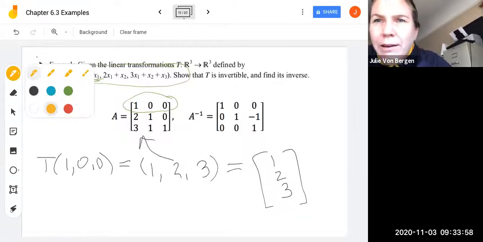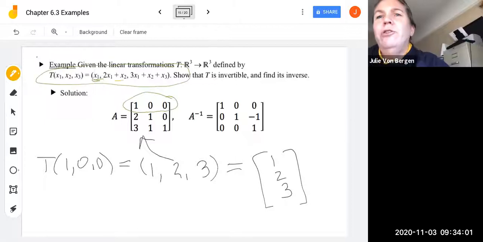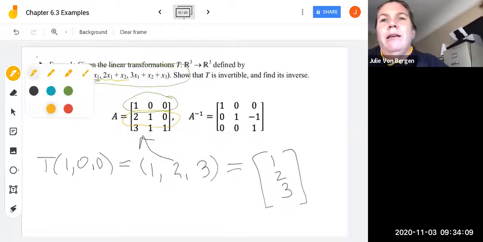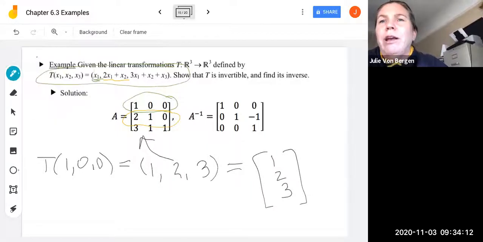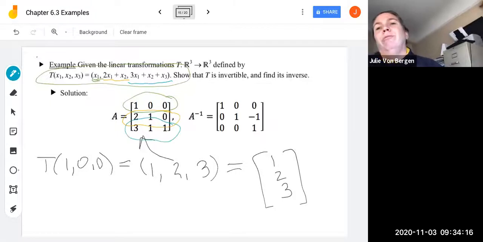So the next entry is 2x1 plus x2. So in row 2, we get a 2, a 1, and a 0 because there's no x3 component in the second entry. And then the third entry here is 3x1 plus x2 plus x3. And that gives us a 3, 1, 1.